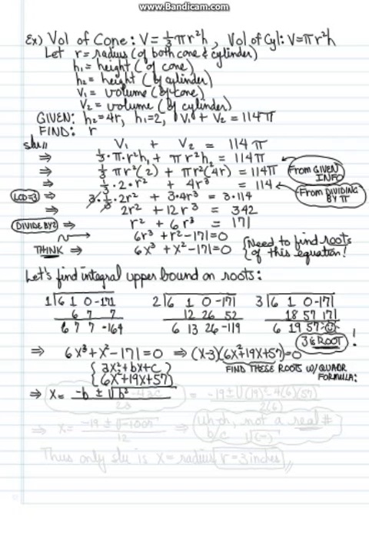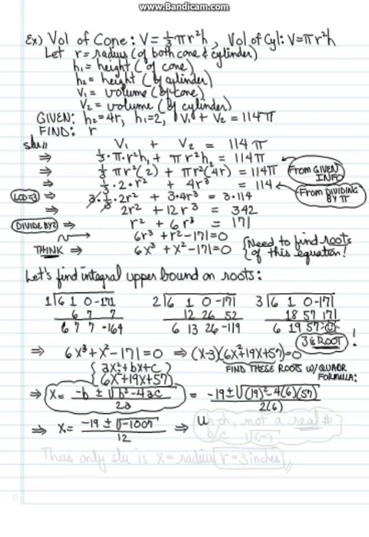Negative b plus or minus the square root of b squared minus 4ac. So plug your a, your b, your c into the equation. Now remember, we're looking for a radius measure, which means it has to be a positive real number for radius, because it's a length. So we have negative 19 plus or minus the square root of negative 107 over 12.